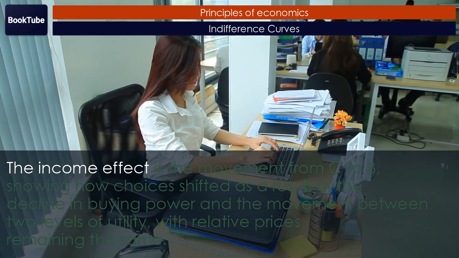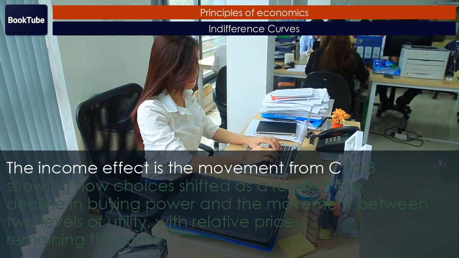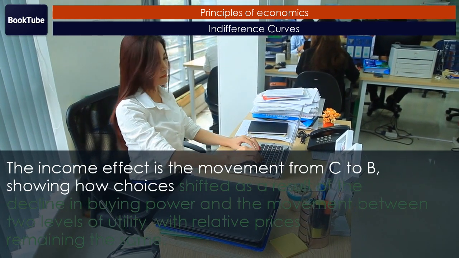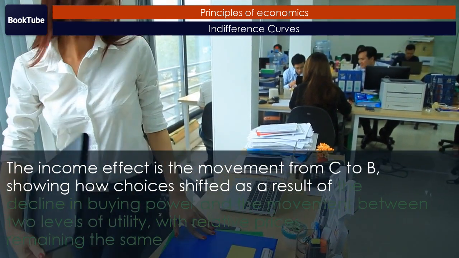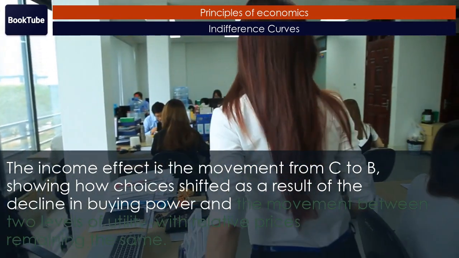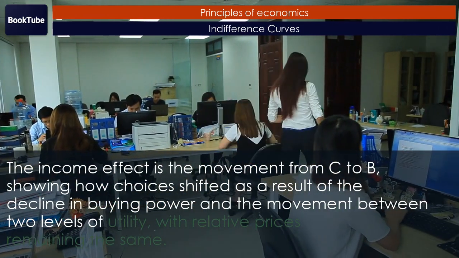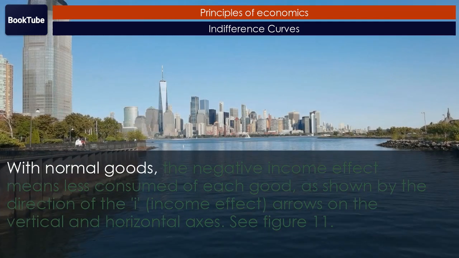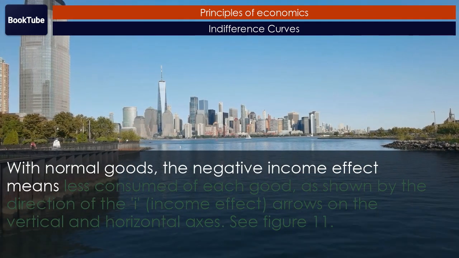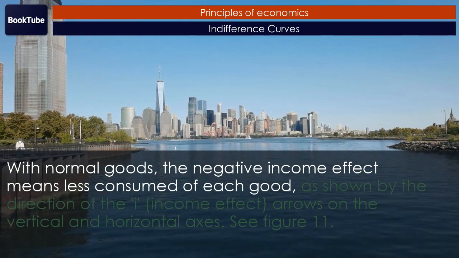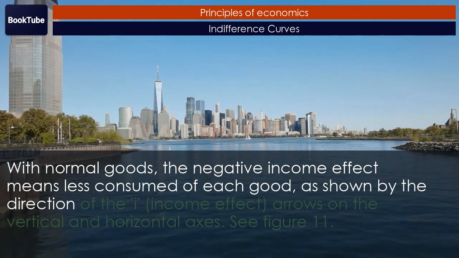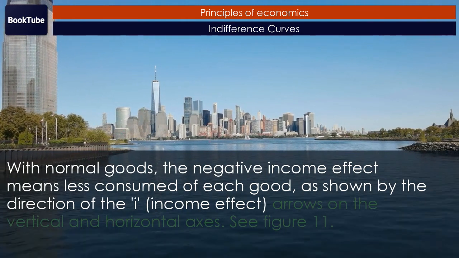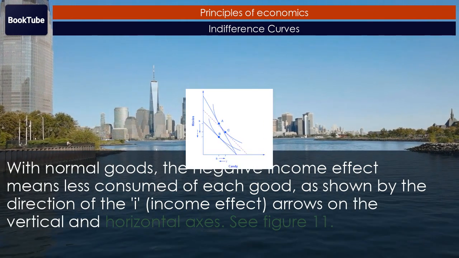The income effect is the movement from C to B, showing how choices shifted as a result of the decline in buying power and the movement between two levels of utility, with relative prices remaining the same. With normal goods, the negative income effect means less consumed of each good, as shown by the direction of the income effect arrows on the vertical and horizontal axes.